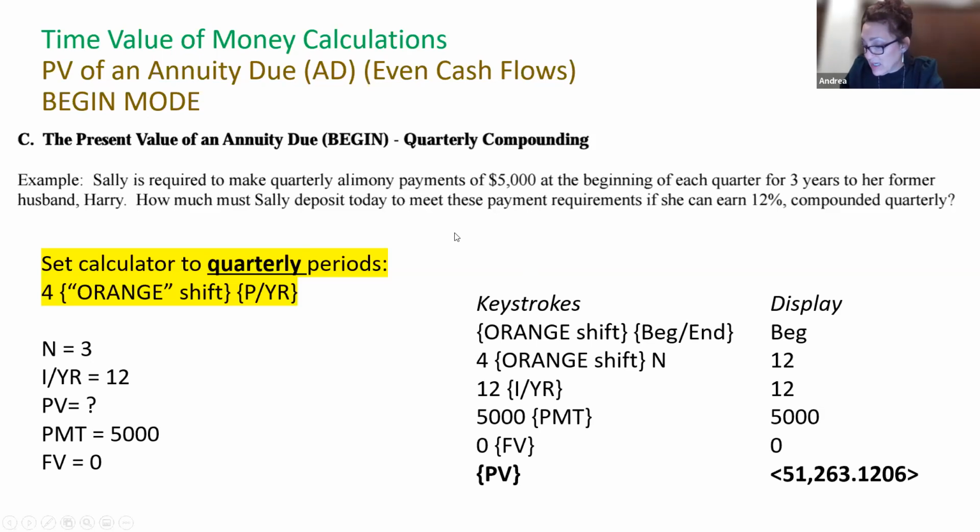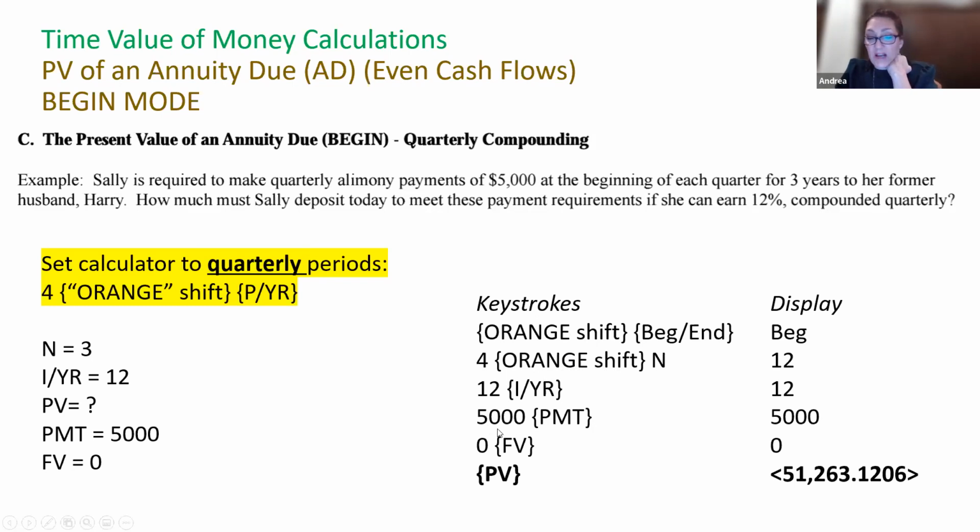So you should be seeing on your display the button BEG. Okay, so orange shift BEG, your display is there. Then you're going to do your number of years or your number of periods. So it's 4 years, but it's going to be done quarterly.